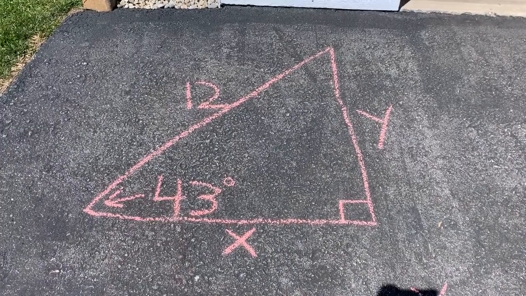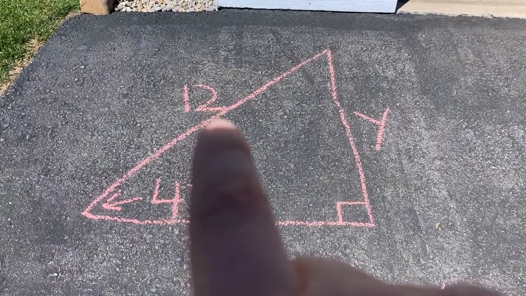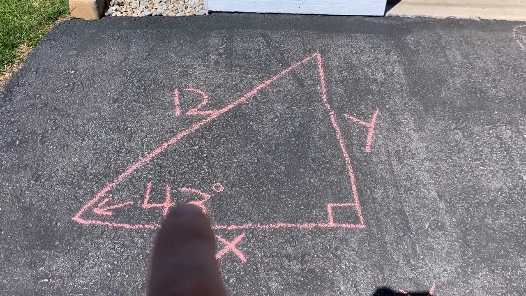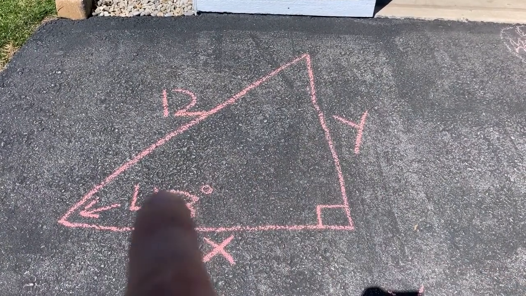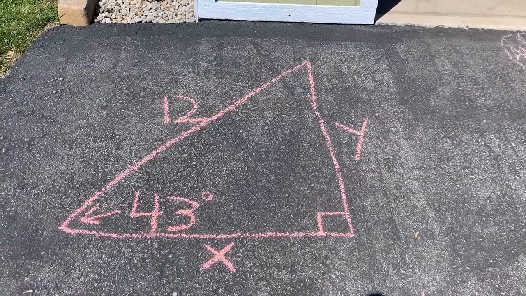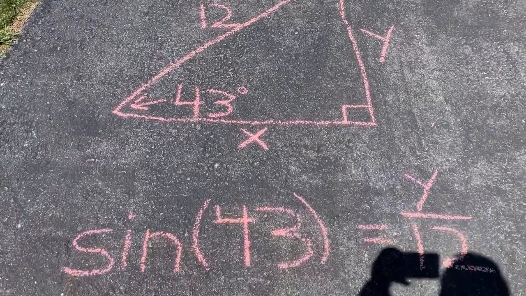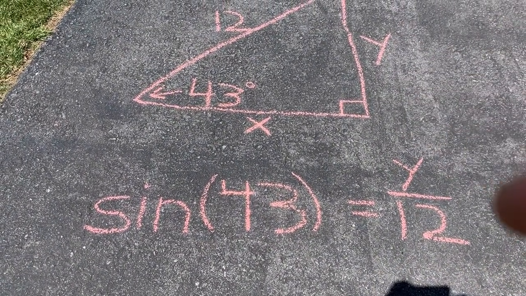Now, for this problem, I'm going to solve for y first. Notice from my angle, I have the hypotenuse. Remember, the hypotenuse is always across from the right angle. So, I have the hypotenuse, and y is on the opposite side of 43 degrees. Which one uses opposite and hypotenuse? Well, that's sine. So I set it up just like that. I write sine 43 is equal to opposite over hypotenuse.